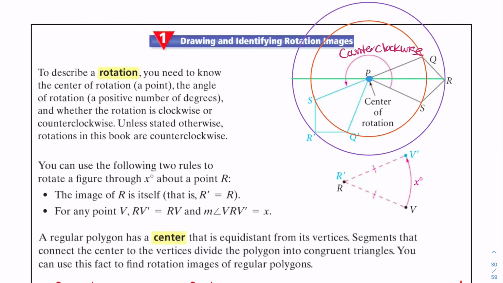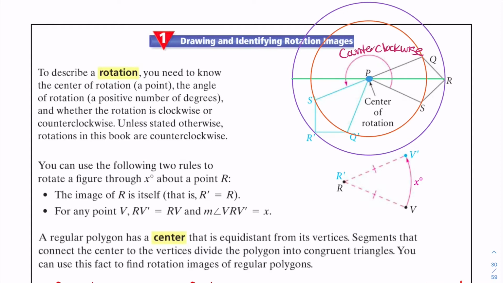Unless stated otherwise, rotations in this book are counterclockwise. All rotations are counterclockwise if not mentioned. I put a big red note: if no direction is specified, rotate the pre-image counterclockwise. Not only is it going to be that way for this book, it will be that way for everything that we do. So if you don't see a direction, clockwise or counter, always assume counterclockwise.